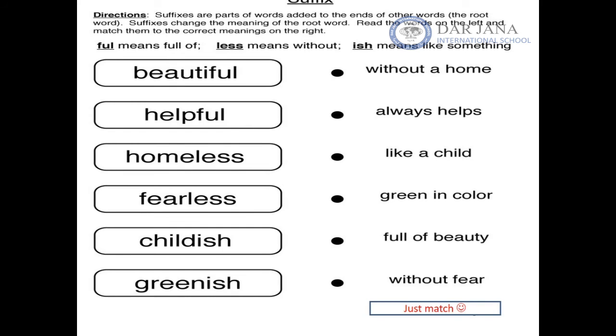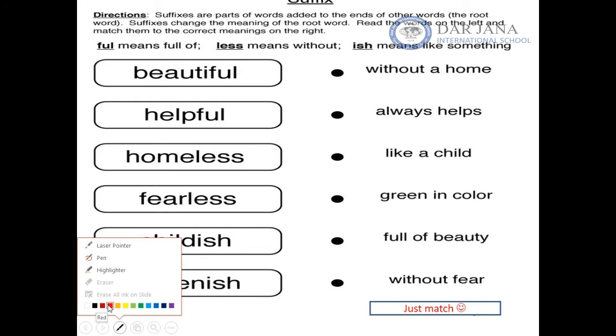Okay, let's do some practice. Suffixes are parts of words added to the end of other words, the root words. Suffixes change the meaning of a root word. Read the words on the left and match them to the correct meaning on the right. Ful means full of. Less means without. Ish means like something. Let's do some practice work.